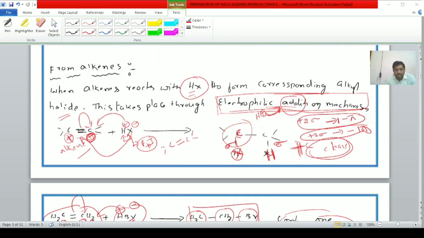Okay, students, the total concepts we are revising briefly: that is, from alkenes, and from the halogen exchange method. Right, student, first one, from alkenes.